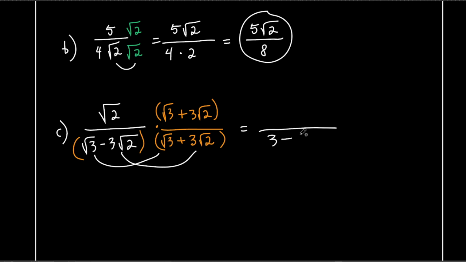3 times 3 is 9. And then square root of 2 times square root of 2 is just 2. So we'll multiply those together in the next step. That's pretty easy. Now, let's do the top.